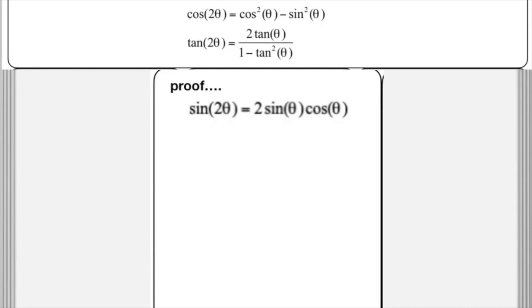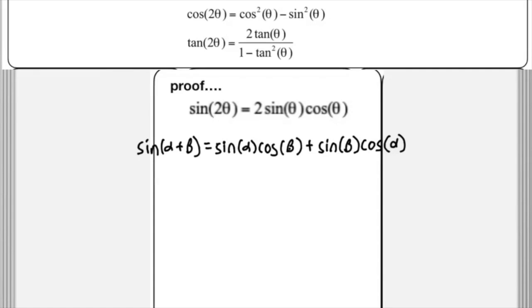Okay, so we're going to start off with some of the quick proofs of these double angle formulas that are listed up top. So how do they get like that? In order to prove the first one, which is sine 2 theta equals 2 sine theta cosine theta, we are going to take the original sum formula for sine, which looks like this.